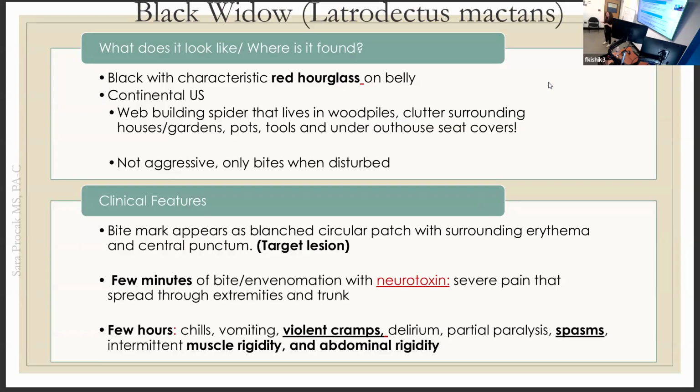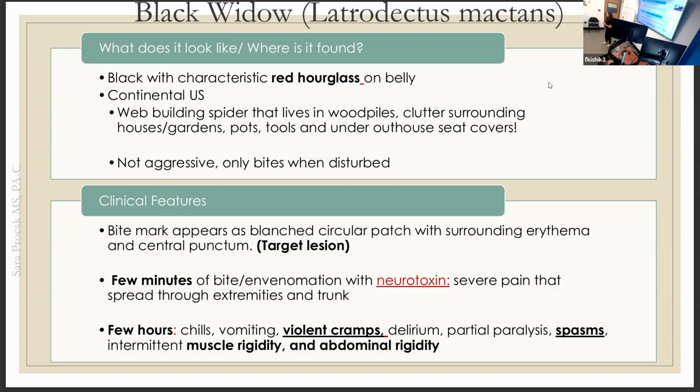A central punctum is characteristic of any kind of bug bite. It's just where the mouth parts enter the skin. You're going to get a little red dot. If there are two fangs, you might get two little red dots. That's just what it's going to look like, right in the center of the lesion.